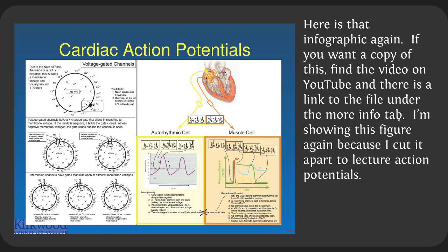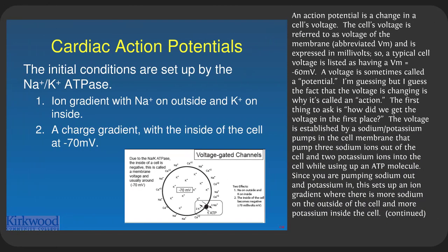I'm showing this figure again because I cut it apart to lecture action potentials. So an action potential is a change in a cell's voltage. The cell's voltage is referred to as the voltage of the membrane, and it's abbreviated VM, and it's expressed in millivolts. So a typical cell voltage is listed as having a VM of -60, -70 millivolts. A voltage is sometimes called a potential. I'm guessing, but I guess the fact that the voltage is changing is why it's called an action potential. The voltage is changing, the voltage is a potential and has action, so it's called an action potential.